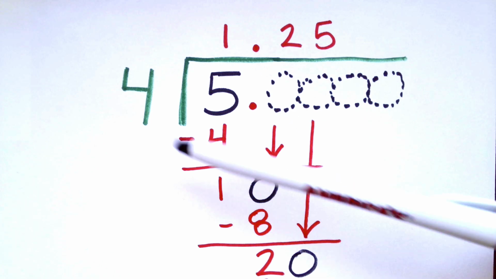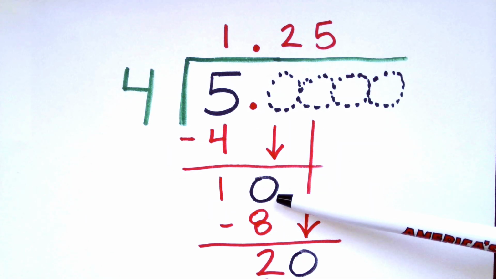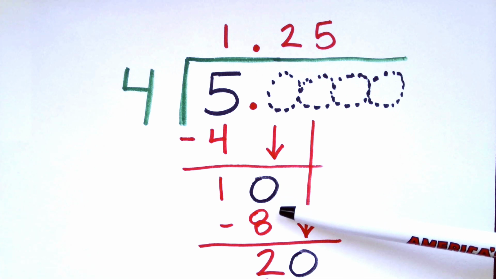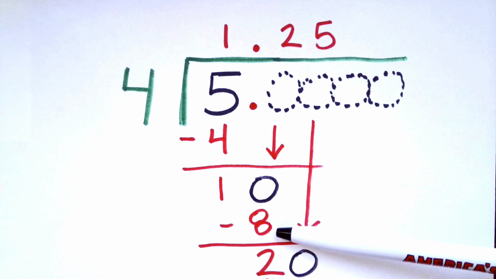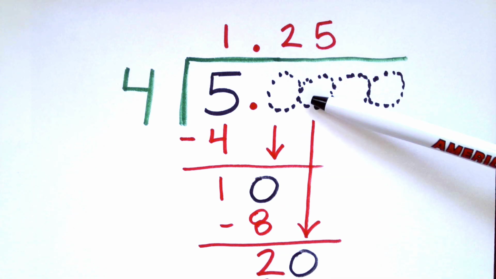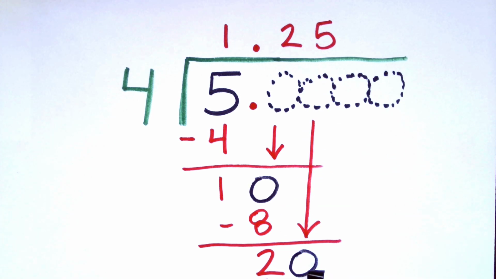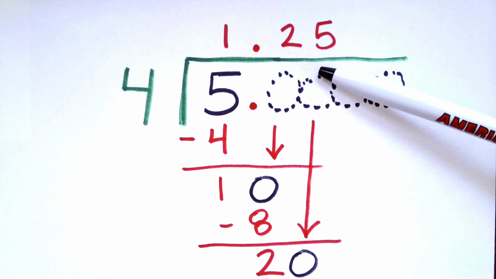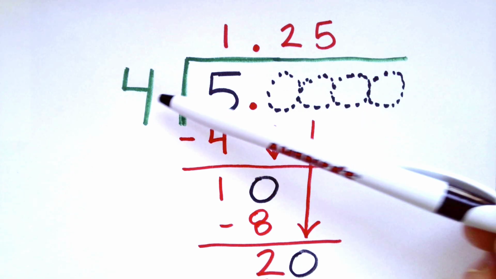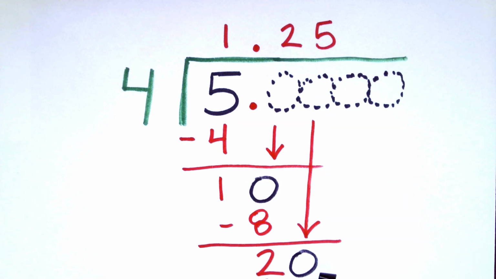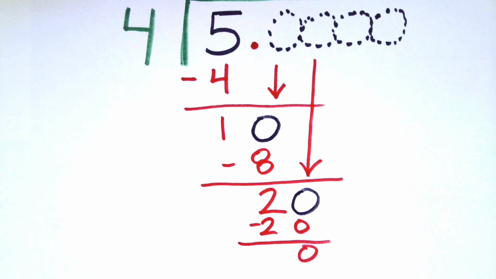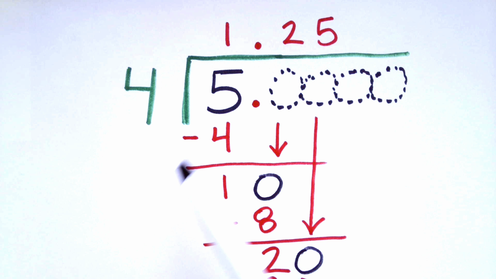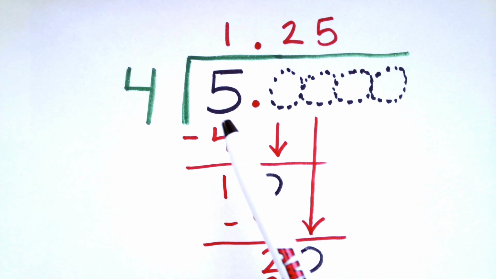Brought down that 0. 4 times 2 gets me closest to 10 without going over. 4 times 2 gives me a product of 8. I'm going to subtract 8 from 10. That gives me 2. Bring down that 0. My target now is 20. So 4 times what number gets me closest to 20 without going over? I know 4 times 5 is 20. So what's 20 minus 20 give you? That's correct, 0.